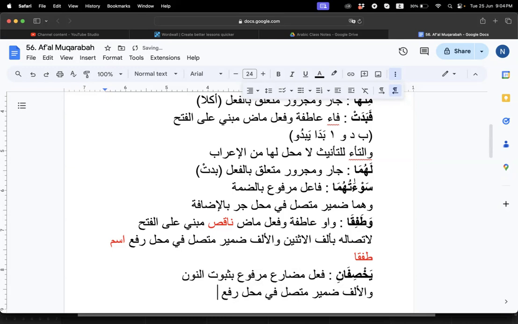For dual, it is tathniya, still fine. If you want, you can say wal alif al-isnain. It's the dual. Here is the dameer muttasil. Okay. So what is this fi'il mudari doing here?